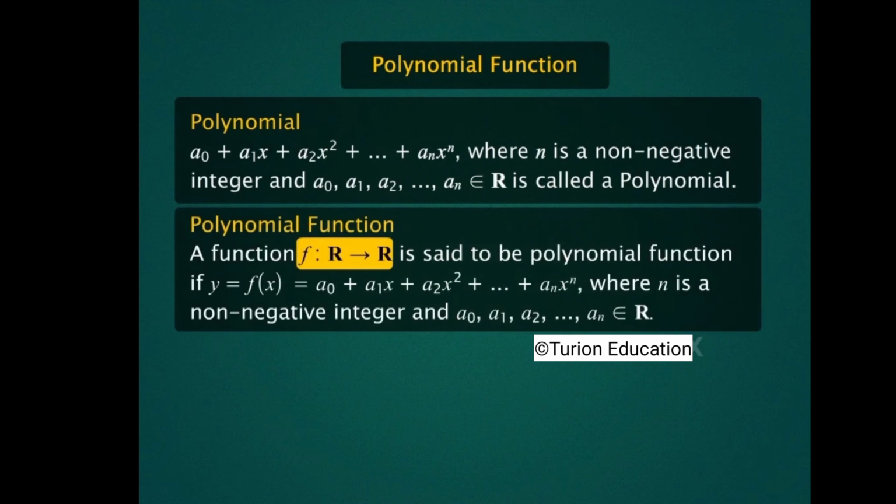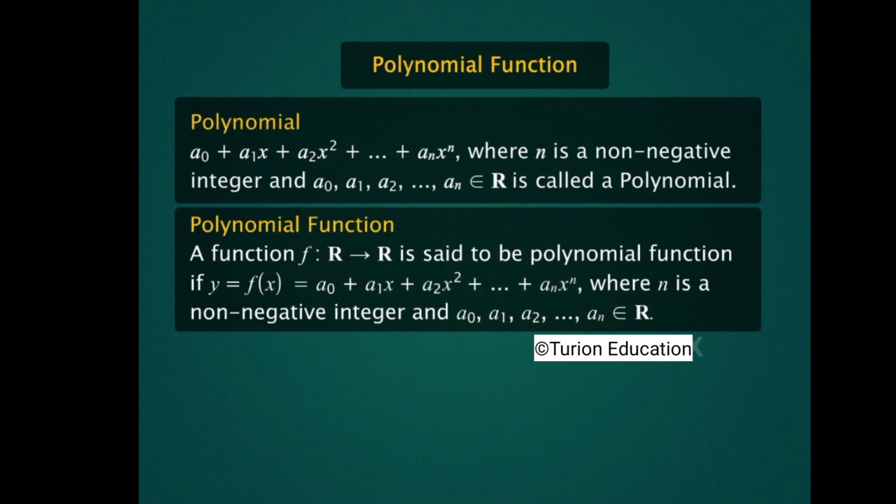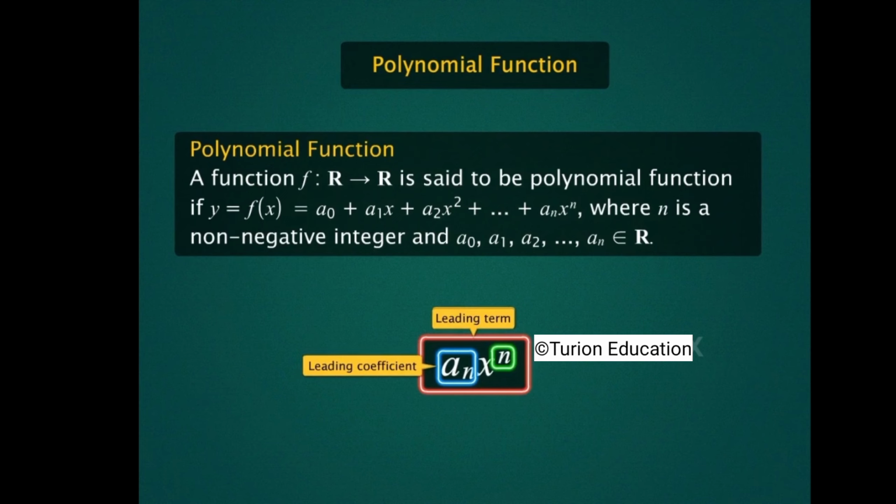A function f from R to R is said to be a polynomial function if f of x is equal to a0 plus a1 x plus a2 x squared, and so on, till an x to the power of n, where n is a non-negative integer, and a0, a1, a2, and so on till an are all real numbers. We call the term containing the highest power of x, that is, an x to the power of n, the leading term, and we call an the leading coefficient. The degree of the polynomial is the power of x in the leading term.